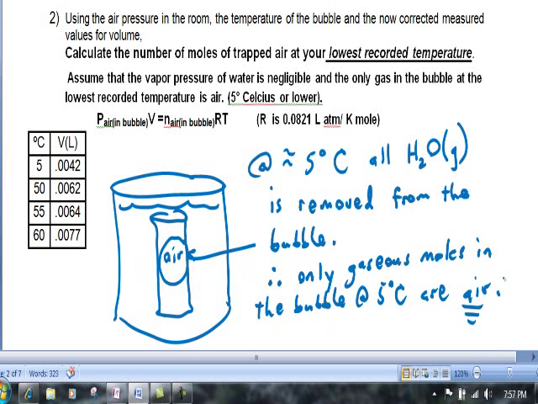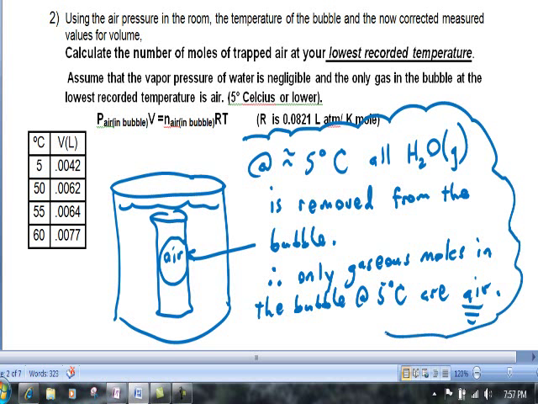Now, in the lab exercise, the reason we cooled the bubble down to 5 degrees, getting near zero, is that as we get cooler and cooler, more of the water vapor that's in the bubble turns back into liquid water. At 5 degrees Celsius, we can make an approximation and say that at this temperature, essentially all the water vapor is now out of the bubble, and the only gaseous particles remaining in the bubble at 5 degrees Celsius would be the air from the room that was trapped inside that bubble.